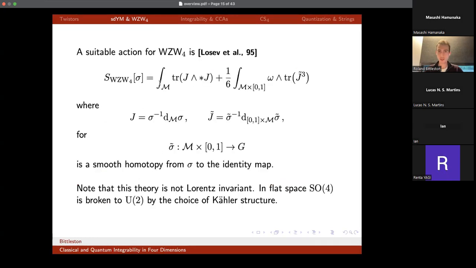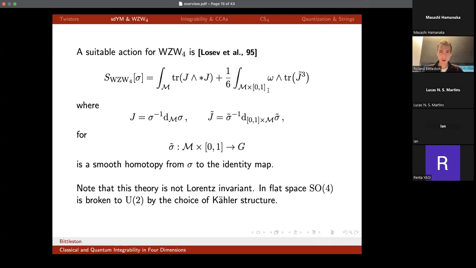So a suitable action is this 4D WZW model. This is very much like the 2D WZW model. So these J's are just currents built from the sigmas. We've extended sigma with some smooth homotopy to the identity map, and we've added some WZW-type term. Of course, the difference with 2 dimensions is that now my trace of J-tilde cubed is still only a 3-form, but I need a 5-form. And so to get the 5-form, I use the Kähler form and wedge it against that. That gives me something sensible I can integrate, and I can write down this action.